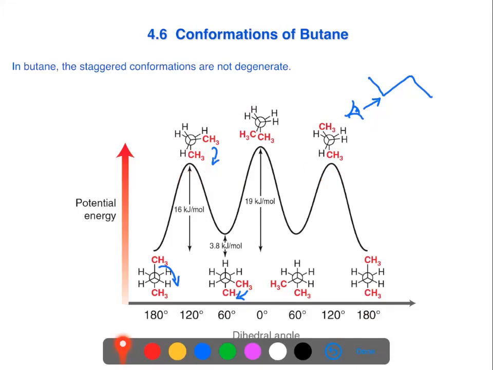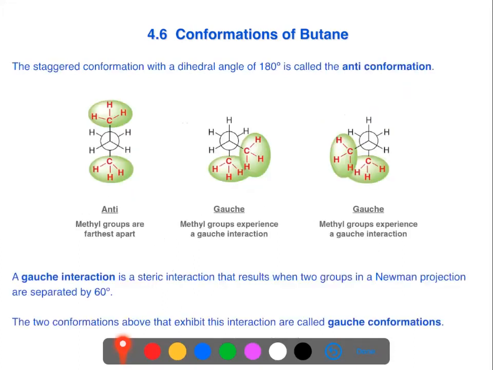But with butane, because of the additional strain associated with bringing those two methyl groups into relative proximity to one another, we have additional terms to describe those different states. So the staggered conformation with a dihedral angle of 180 degrees, we refer to as the anti-conformation. So when the methyl groups are farthest apart, we refer to this as the anti-conformation. Now, as I just mentioned, when those methyl groups are 60 degrees apart, there's going to be what we call a gauche interaction.